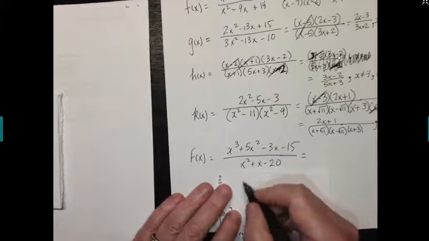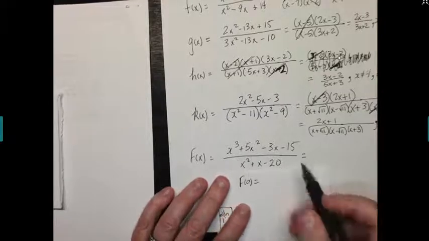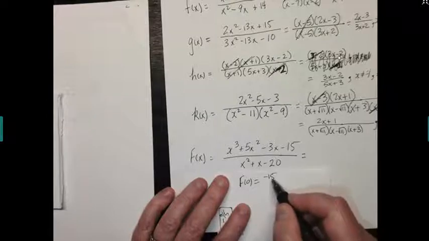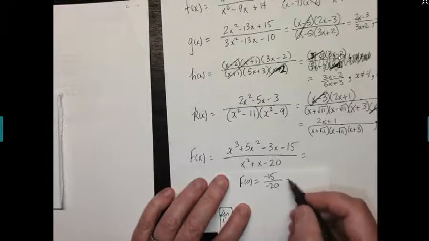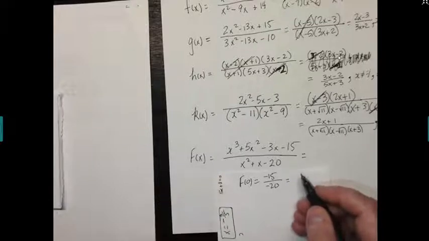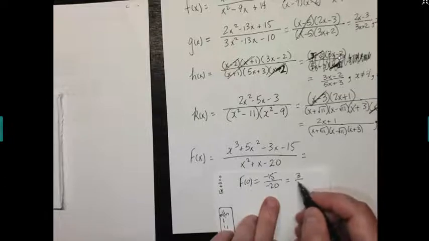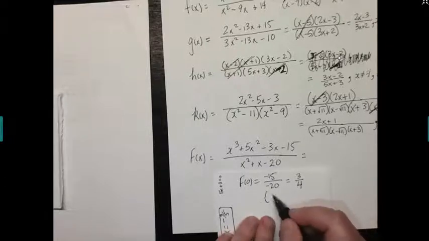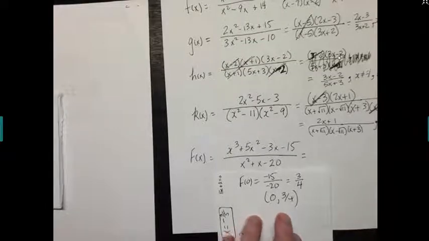What is the y-intercept? Well, if x is equal to 0, I'm left with negative 15 in the numerator, and I'm left with negative 20. So the negative signs cancel. 15 is 5 times 3, and 20 is 5 times 4. And so my y-intercept is 0, 3/4.